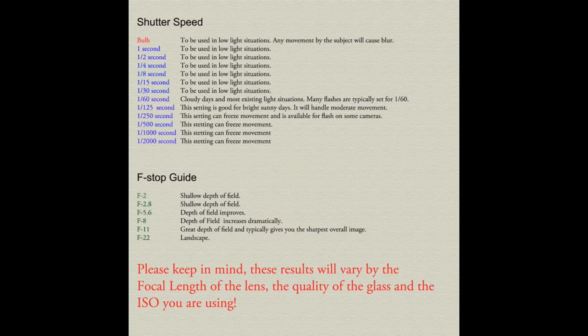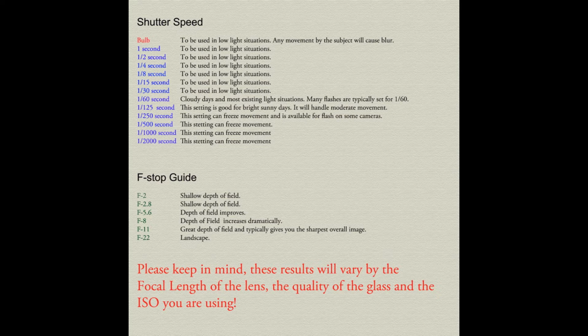All lenses have f-stops. F-stops can vary across a number of different settings. We're going to look at settings between f2 and f22. At f2 and f2.8, you're going to have a shallow depth of field. What that means is the image that you have focused on is sharp and your background becomes blurred. Works very well in portraits.